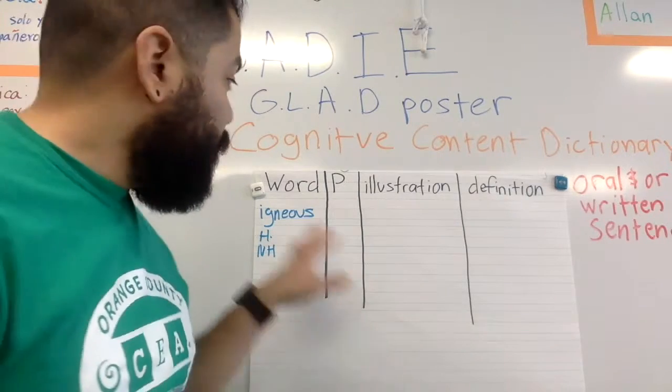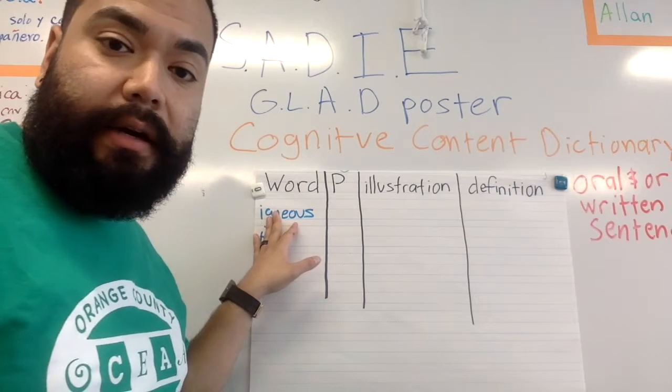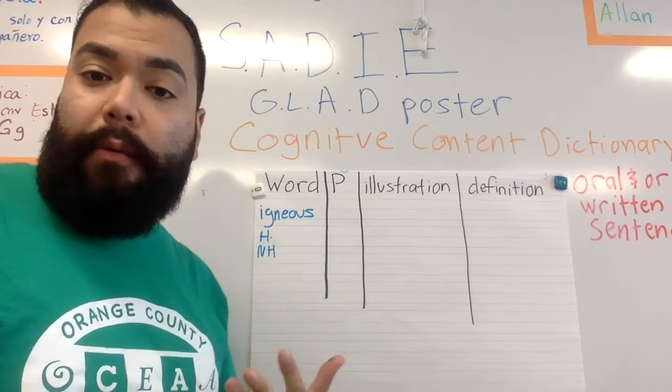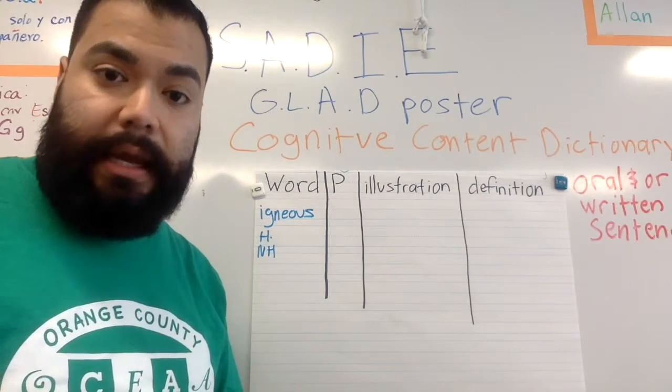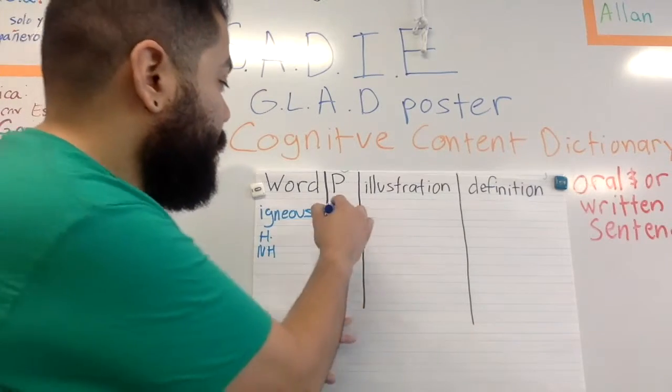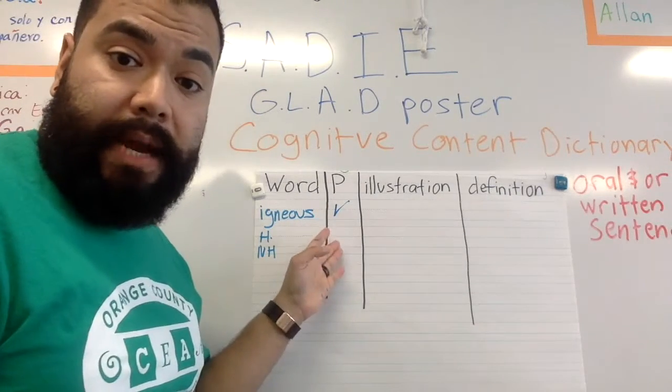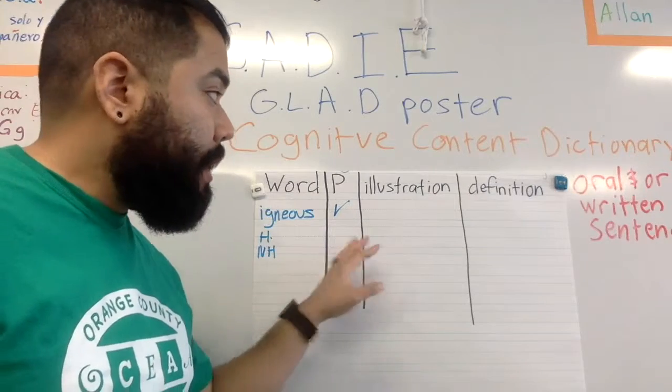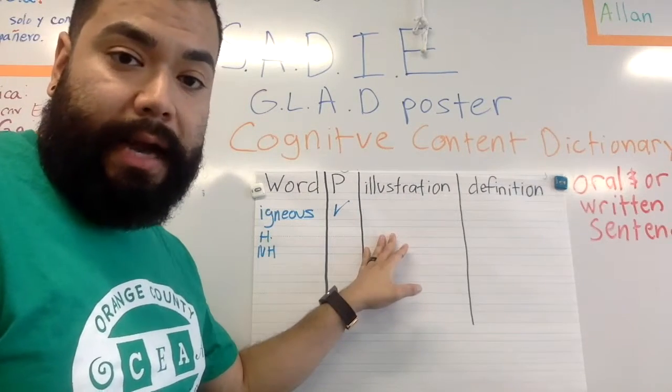So from there, we talk about the word igneous and have kids turn to their partner, elbow partner, however it is that you do it in your class, and make a prediction. After the prediction has been made, you can go ahead and mark it off on your poster, and then we can go ahead and add an illustration.